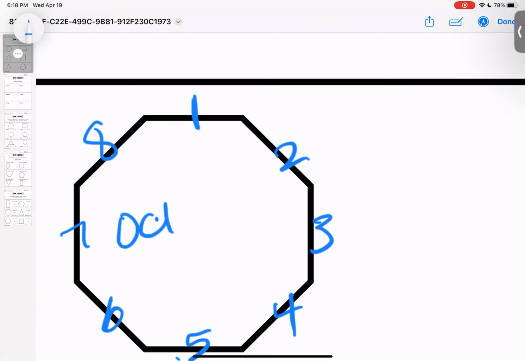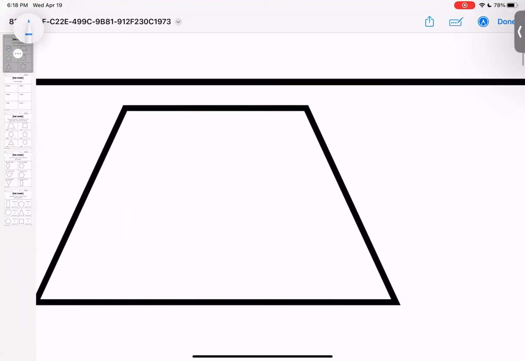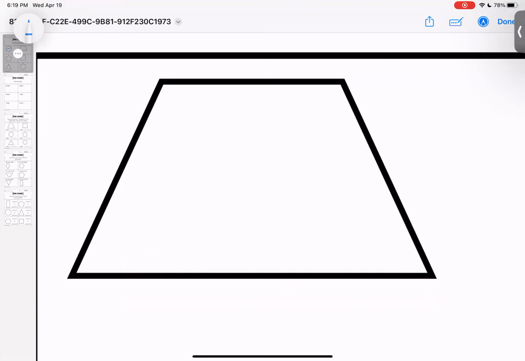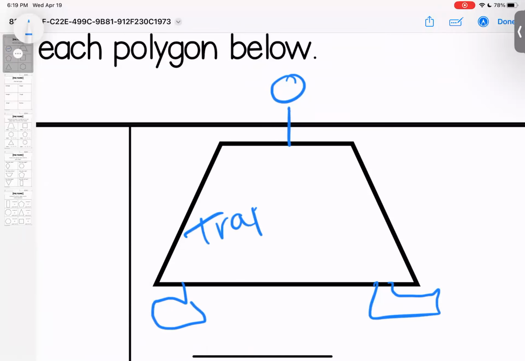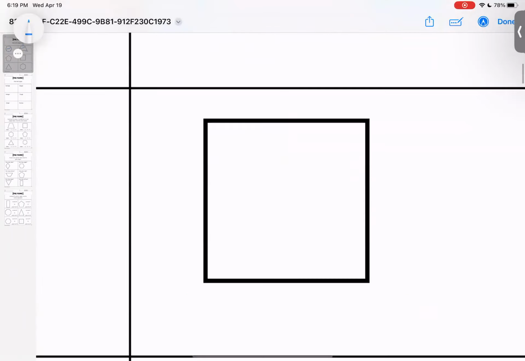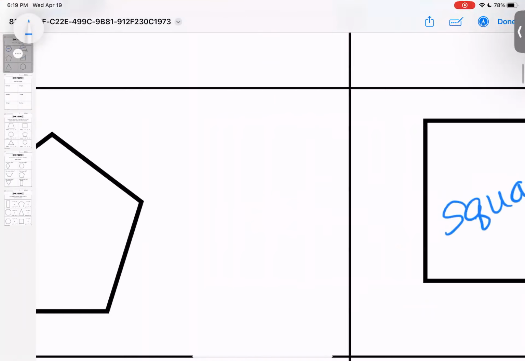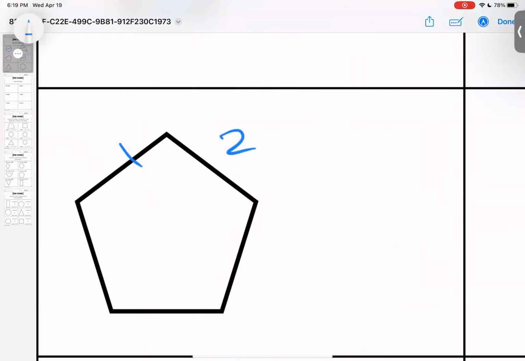So this is an 8-sided shape. Think octopus or octagon. Octagon. Over here, you guys should know this as soon as you see it. But if not, let me give you a little reminder that this is a trapezoid. It's not a trap, it's a trapezoid. Down here, we know this member of the quad squad. This is a square.